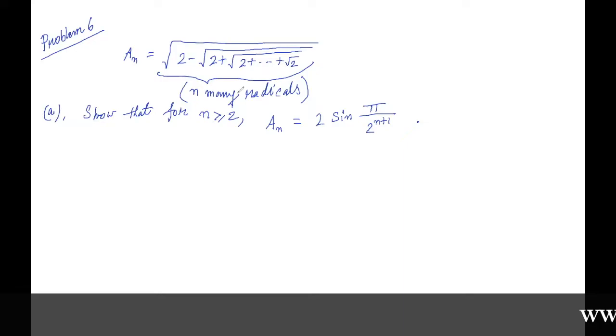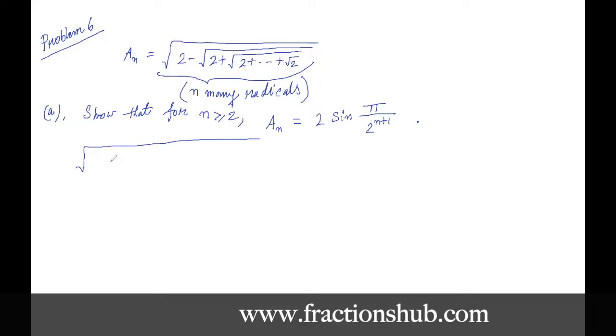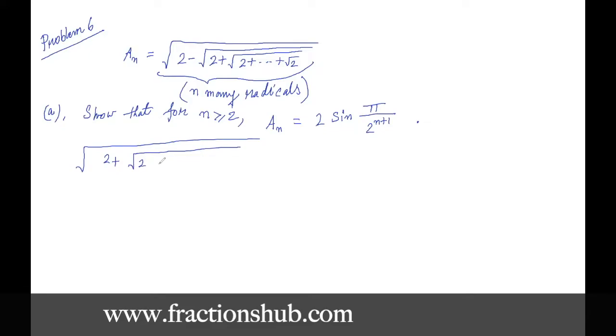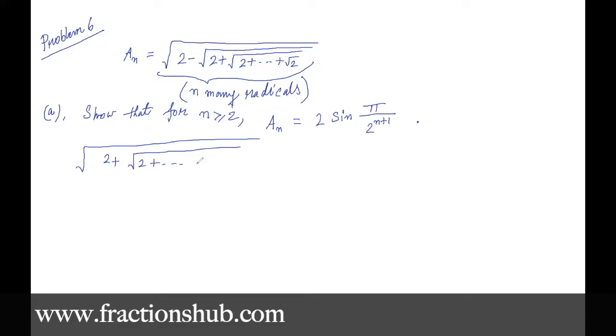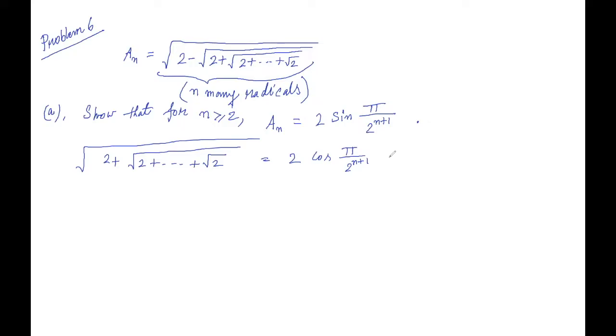So here is the problem. Now the idea is to go through induction, because we have some formula which depends on n, which we need to prove. So first we are going to prove that root over 2 plus root 2 plus dot dot, where you have n many radicals, is equal to 2 cos pi by 2 to the power n plus 1, where n is greater than or equal to 1.